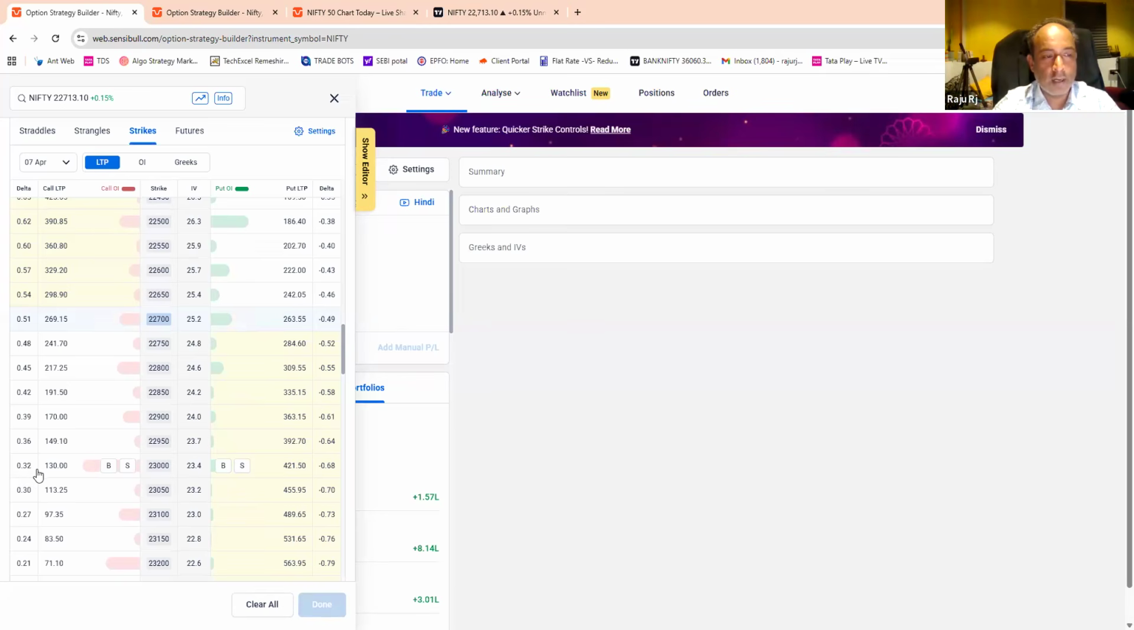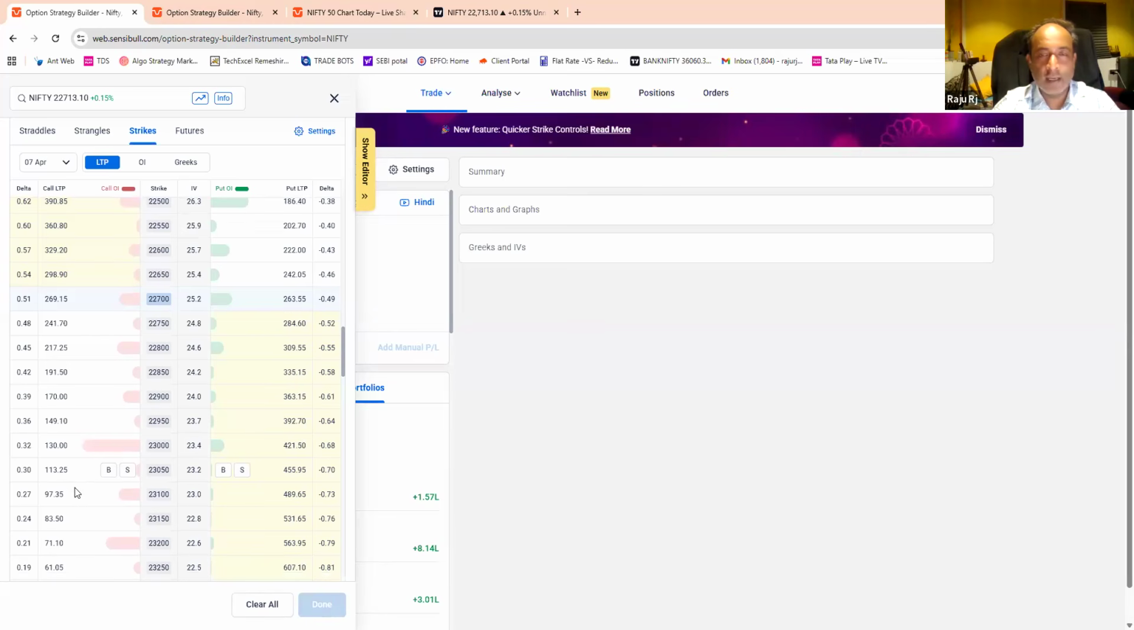If this delta rigorously moves to 0.7 and 0.8, then the gamma effect comes in. You will start seeing the gamma effect whenever it reaches the strike price. Suppose this 23 rupees call option has a delta of only 0.3. Imagine tomorrow the market opens at 23,000 and this delta moves to almost 0.7, 0.8. That's where the gamma effect comes in.